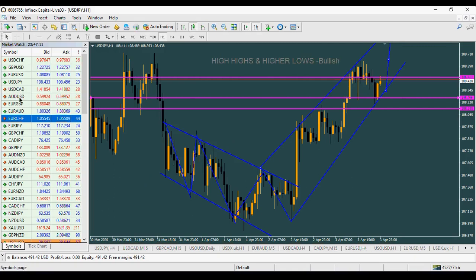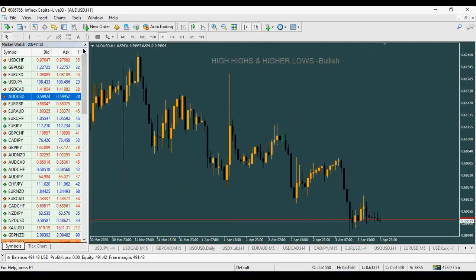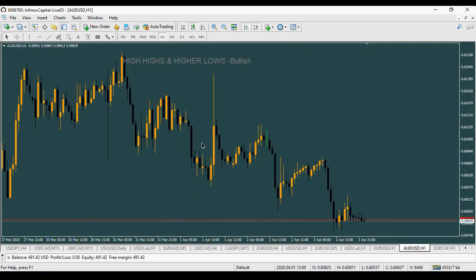Let's check some other pairs, and then you tell me. Now, this market, from what you are seeing on this chart, is it a bearish trend or a bullish trend? This market that you are looking at right now, is it a bearish trend or a bullish trend? Put in the chat box.